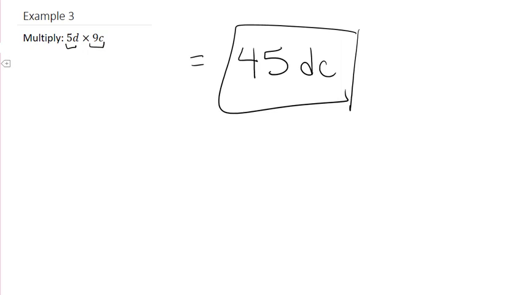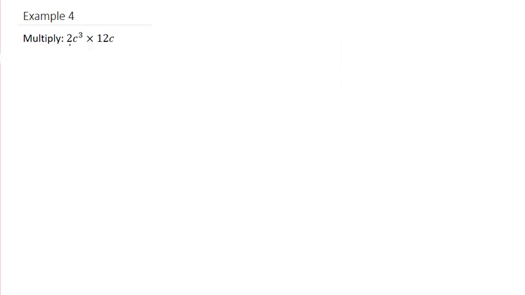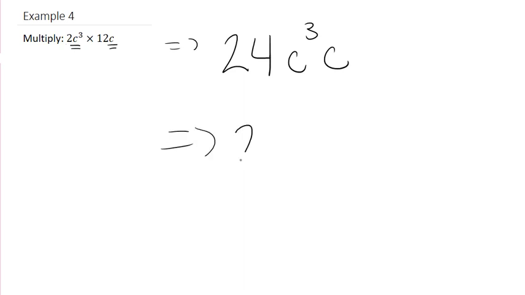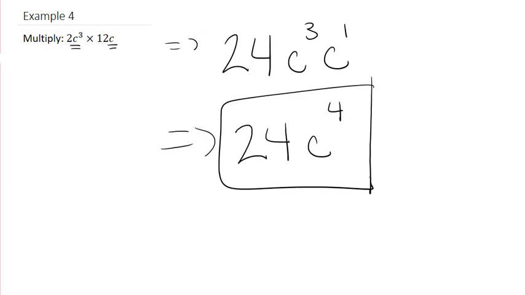So let's do another example. Now we have 2c to the third times 12c. These are the same base for the c, so we can multiply those together. But first we'll multiply the numbers. So we have 2 times 12, which is equal to 24. Then we have c to the third times c. So then this really becomes 24. This is really just a 1, so it's just c to the fourth as we add the exponents together. And this would be our solution.